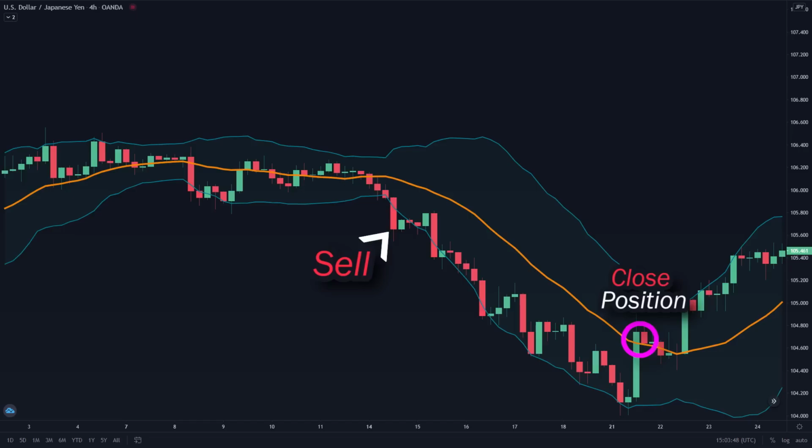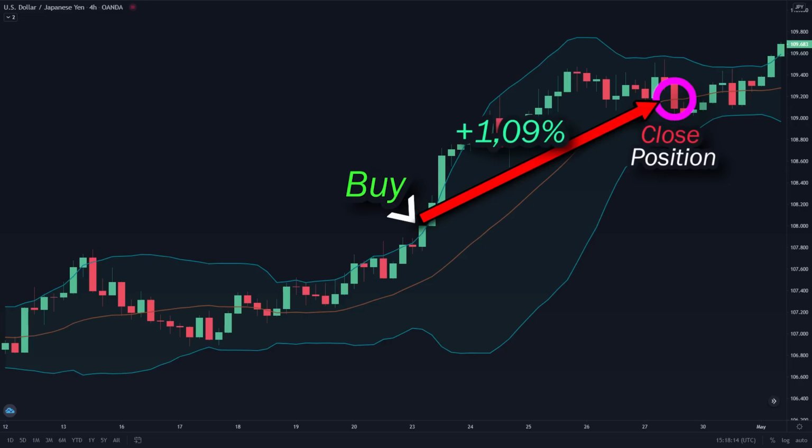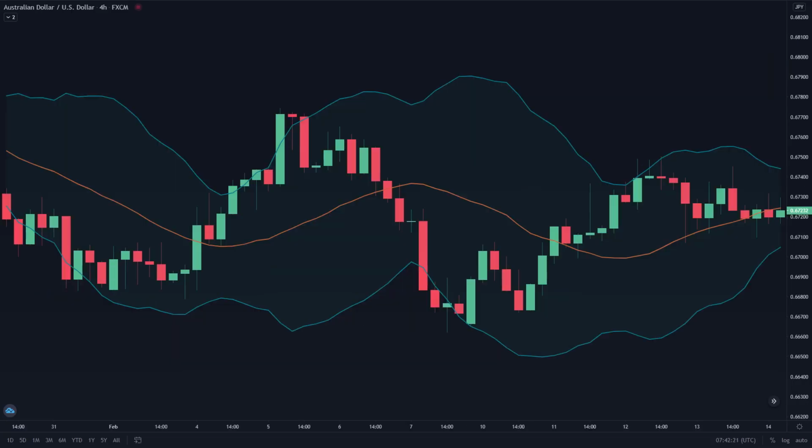Let's see this one more time in another chart. Let's say you took a long position here. So you want to close your trade once the price broke below the middle SMA line. Notice how by using this exit strategy, you were able to close your trade early and still retained the majority of your profits. So, I just revealed to you the best strategy that you can use with the Bollinger Bands indicator.